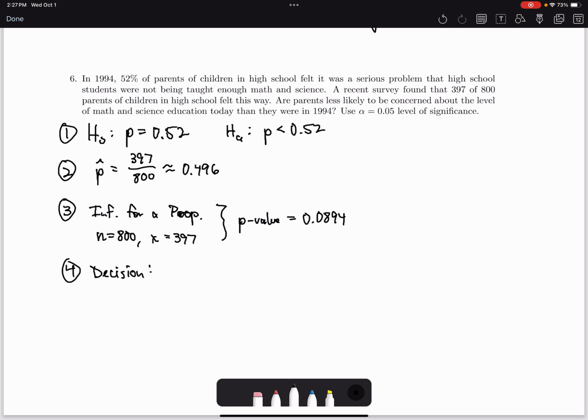Right? We do that by comparing our p-value to alpha. Our p-value is 0.0894, and alpha in this case is once again 0.05. And we want to know, is 0.0894 less than 0.05? And the answer, of course, is no, it's not, right? Our p-value is not less than alpha in this case. So do not reject the null hypothesis.